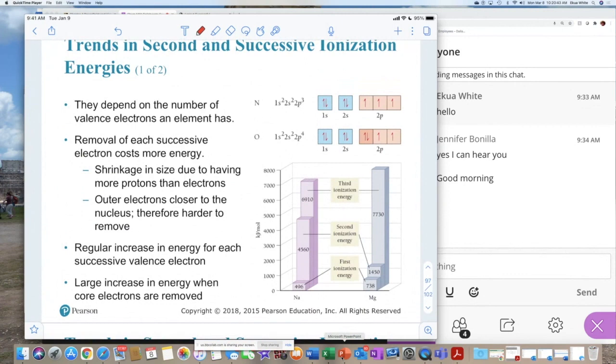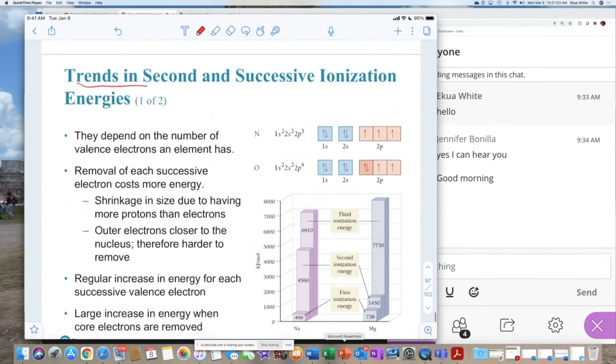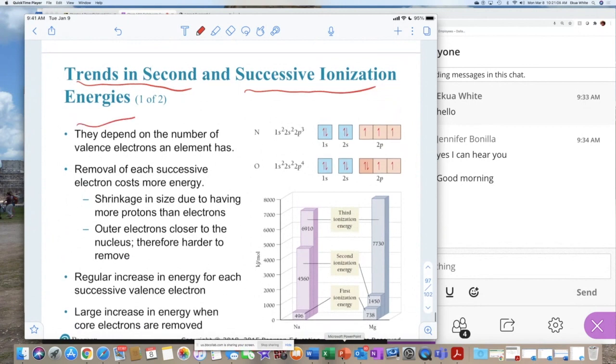The one thing you have to know how to do, which you probably have seen in your quizzes and your homework, is identify sometimes the identity of the element or the group number of the element by studying the ionization energy. Okay? So here we're told that there are trends in second and successive ionization energies.